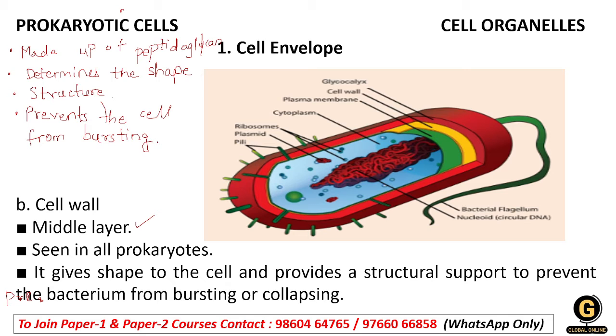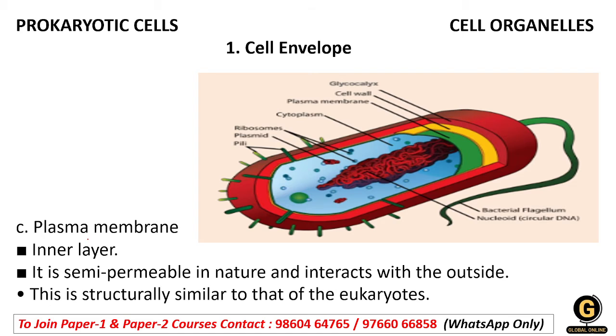Now, is the cell wall seen in all cells? No, it is seen in all prokaryotes. Yes, it is a middle layer seen in all prokaryotes. It is made up of peptidoglycan. It determines the shape of the cell. It gives structure to the cell, and it also prevents the cell from bursting. Yes, this was all about the cell wall. Next is the plasma membrane. It is the innermost layer of the cell.